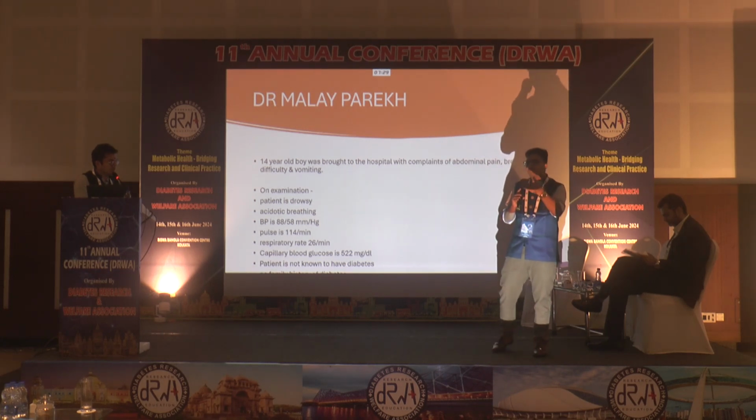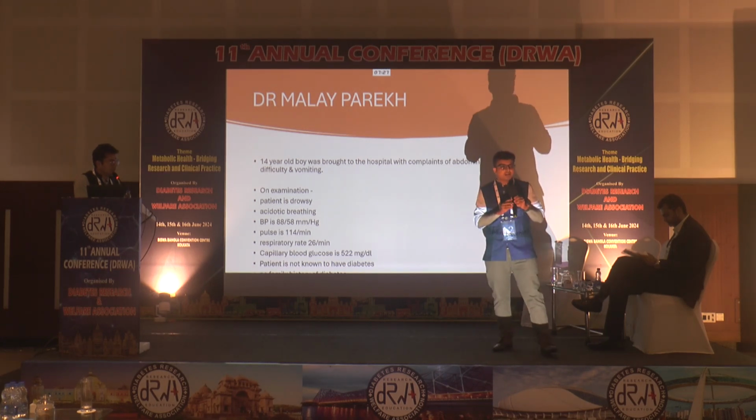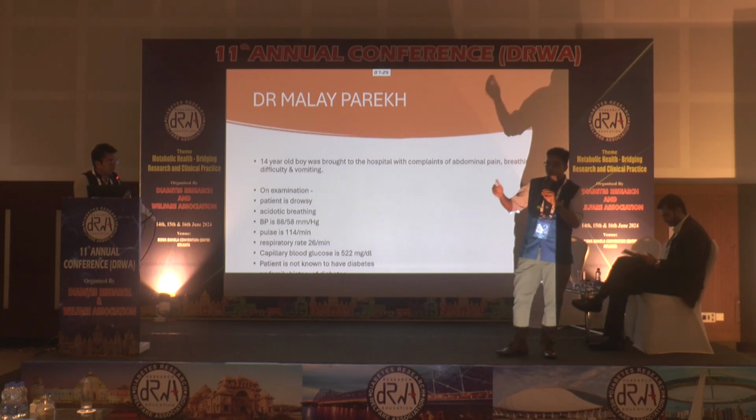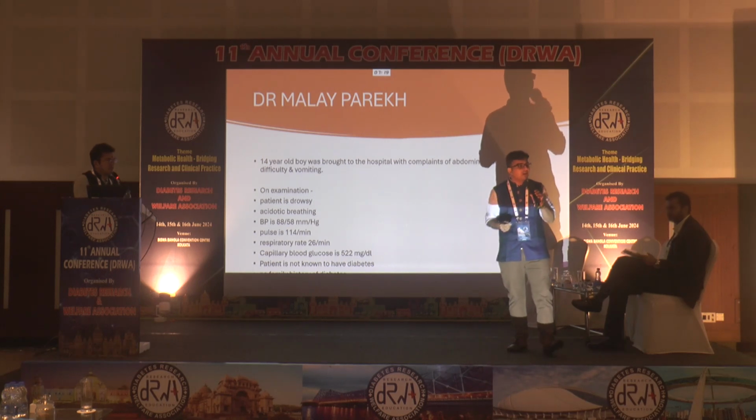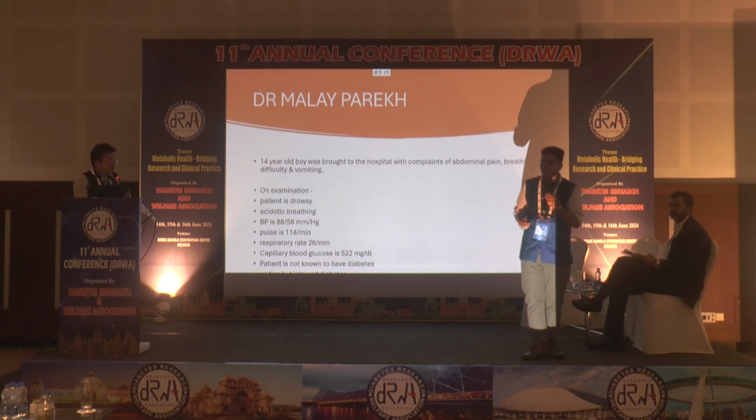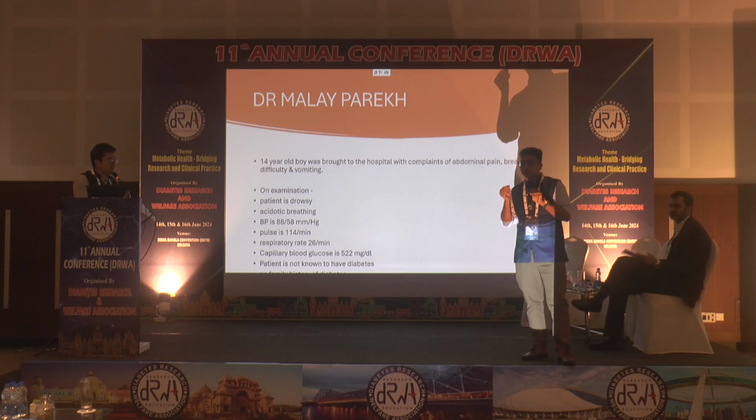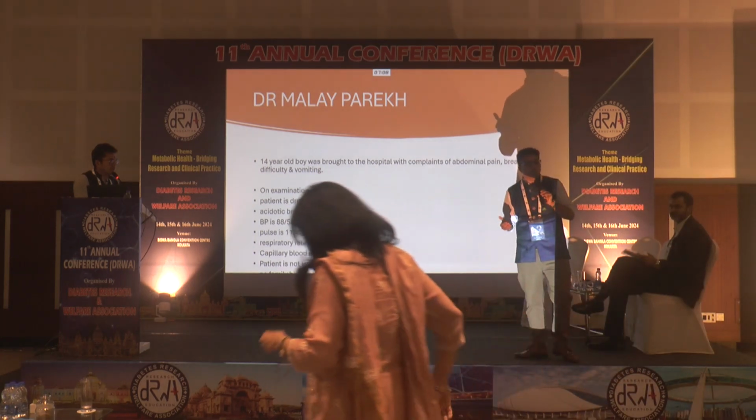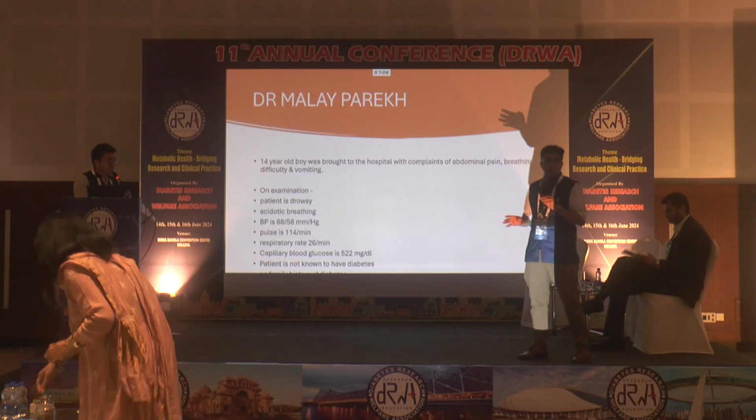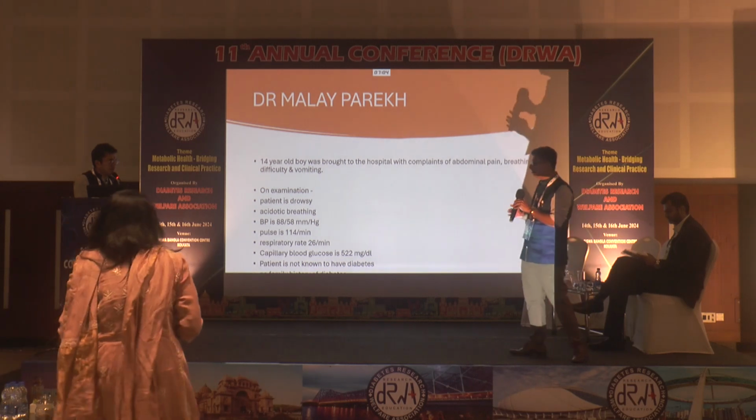And as signs of DKA, you can find Kussmaul's breathing, hyperventilation, hypovolemia, hyperglycemia, even hypokalemia, and a lot of loss of skin turgor. The patient is totally drowsy, in stupor, or sometimes even in coma. So these are the signs of diabetic ketoacidosis.